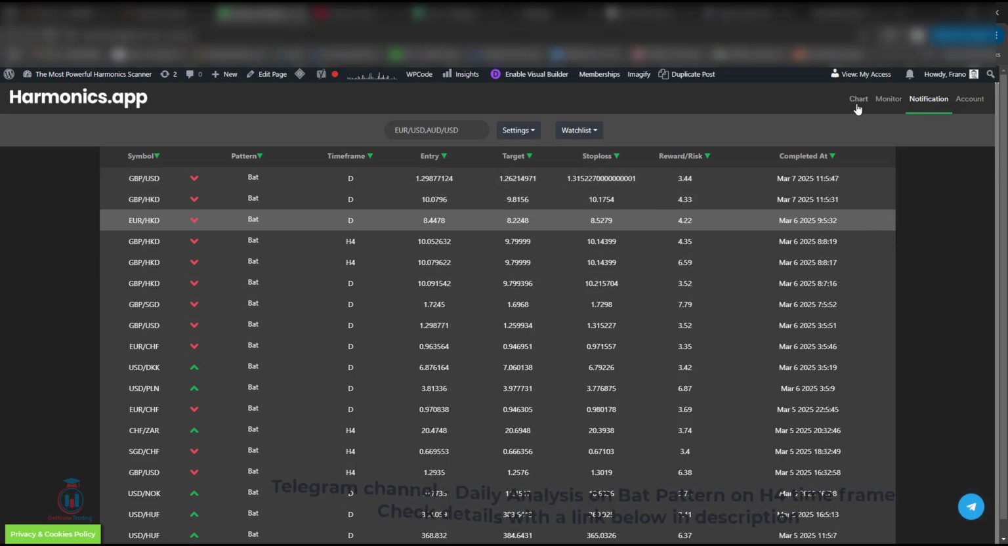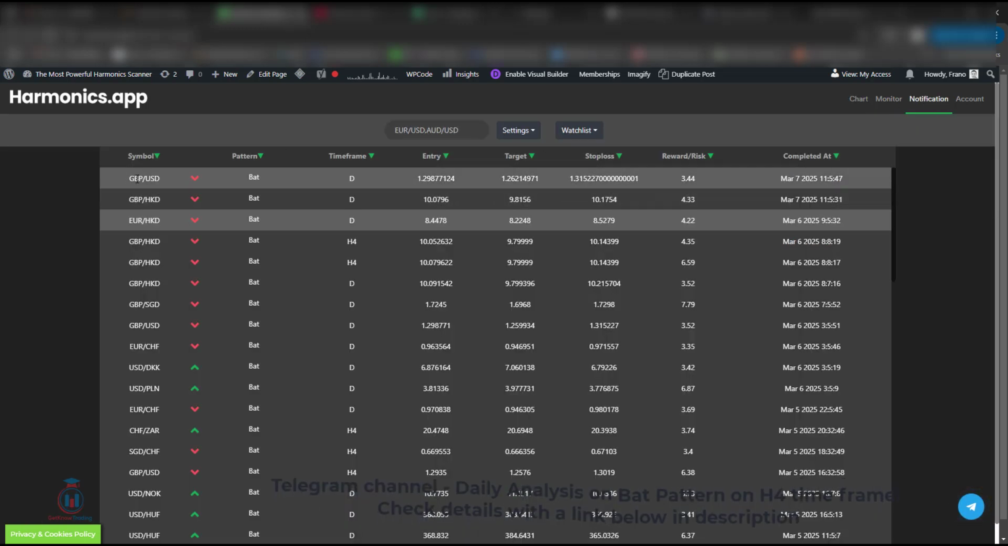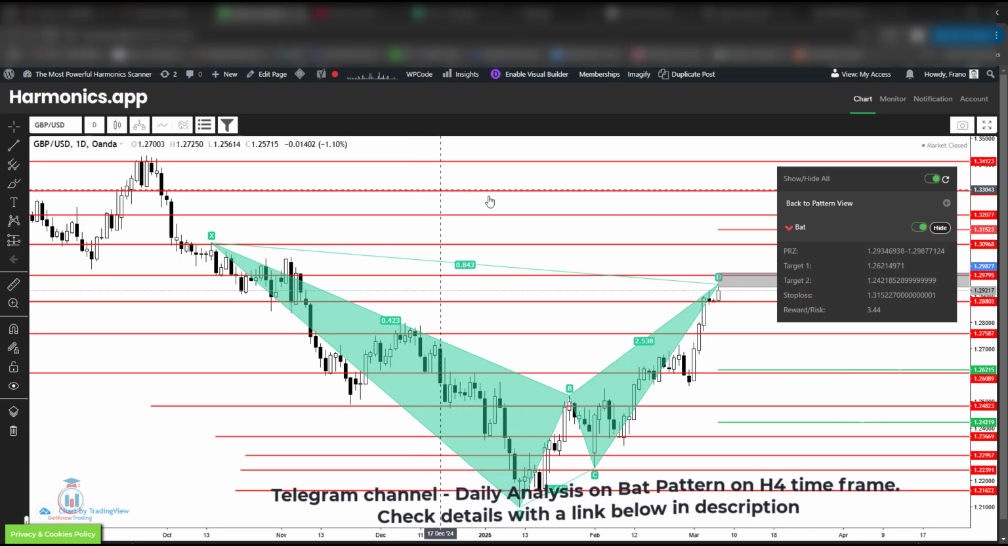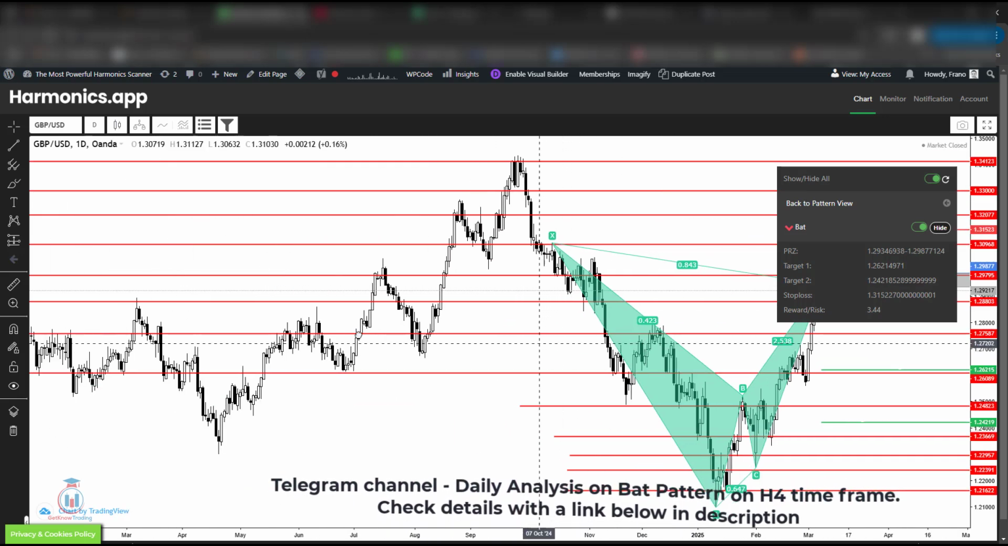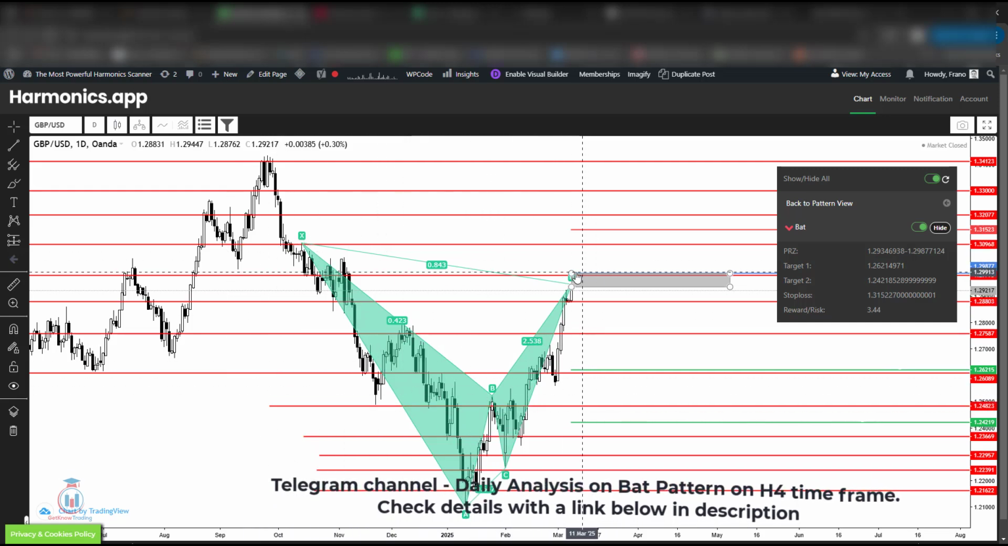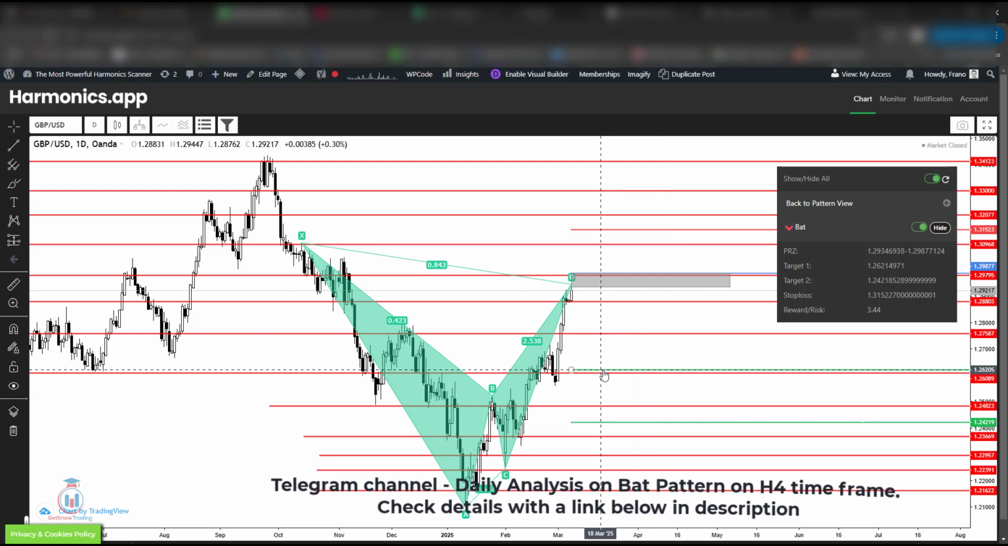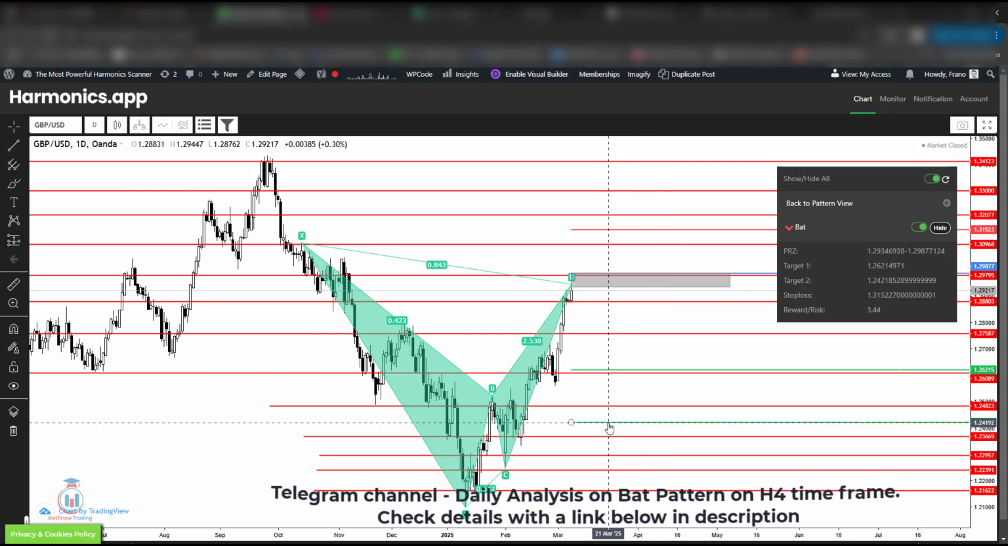So first of all, whenever I receive the information from the scanner, for example, let's take a look at GBP USD here. When I click on it, the chart will open, and in this case we can see the price has formed a bearish bad pattern, suggesting that the price could reverse from here going further down, where the first target is this line and the second target is this line.